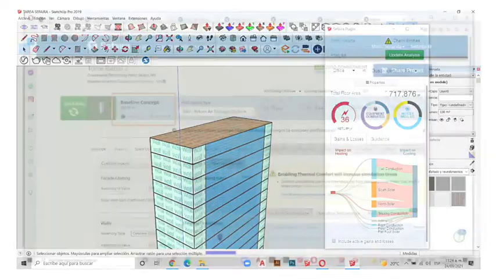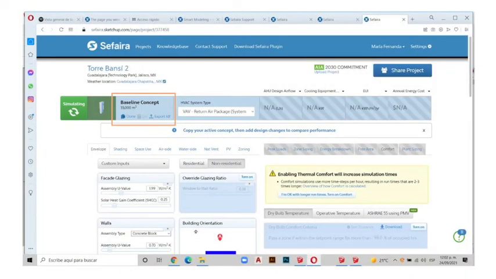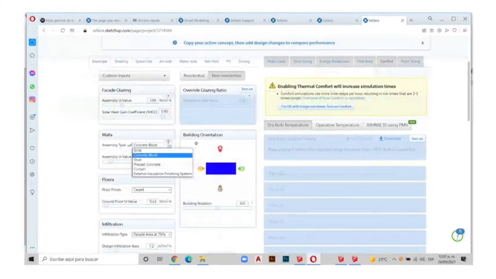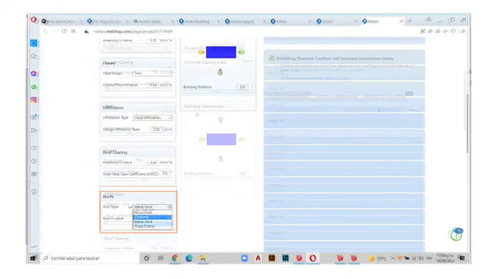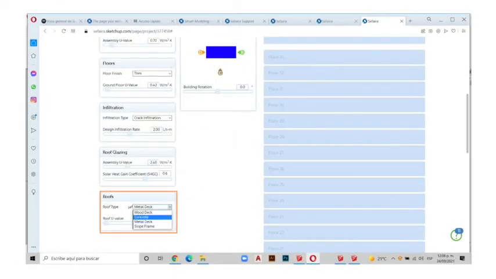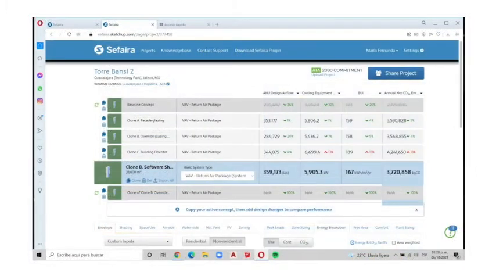Once we uploaded our model to the Zephyrah webpage, we had to start determining a baseline, which helped to set up the basic characteristics of the building. We adjusted the envelope, glazing, walls, floors, infiltration, and roof assembly, and afterwards used that baseline to make 4 clones. Those were the ones where we made some iterations to understand the development of the building under different circumstances.